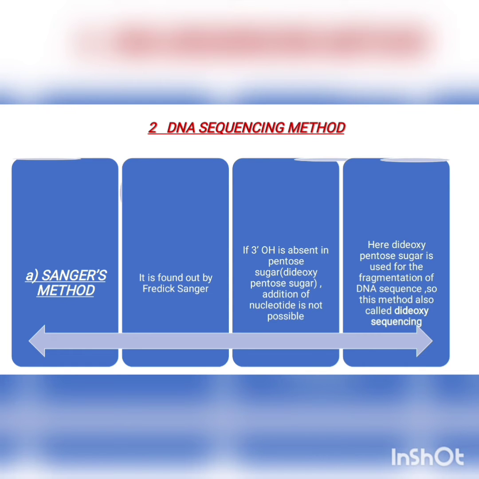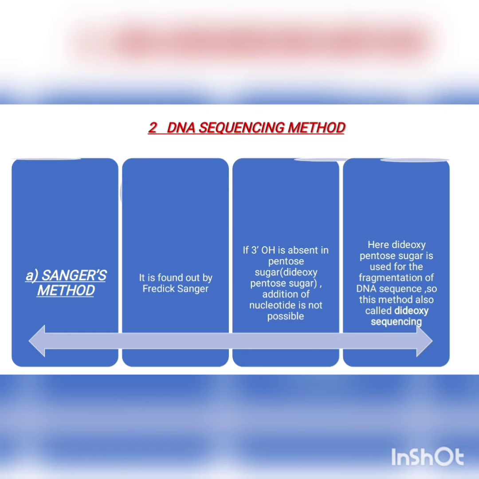The next one is Sanger's method. It is also called dideoxy sequencing. Deoxyribonucleic acid means oxygen is absent in the second position. So what about the dideoxy pentose sugar? In dideoxy pentose sugar, oxygen is absent in the second position as well as the third position. Just think, a new nucleotide is added to the 3' end of the nucleic acid. So in dideoxy pentose sugar, oxygen is absent in the third position, so it's unable to make a bond between them.